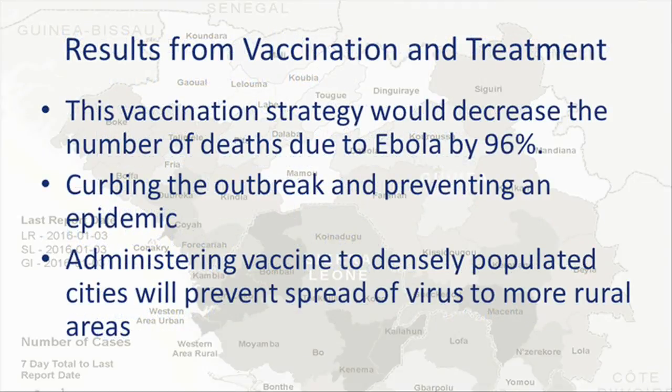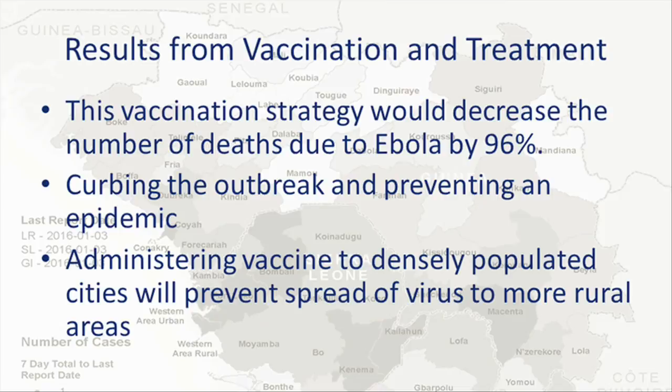Okay, so once we added a vaccine in, we found that this strategy would decrease the number of deaths from Ebola by 96%. That's huge. So it's a 100% effective vaccine, but we assumed that not everyone was getting it, right? It was only 20% of people that were getting it. And so by giving the vaccine to those 20% of people in those big cities, it reduces the number of deaths by 96%. That's huge.